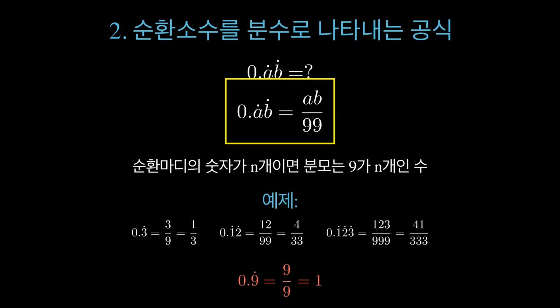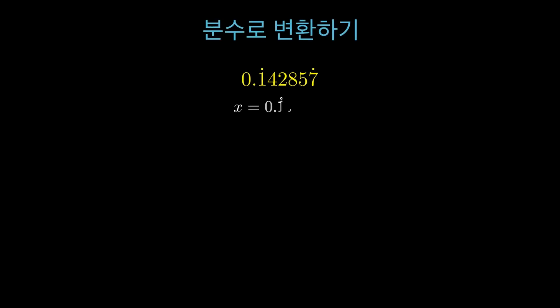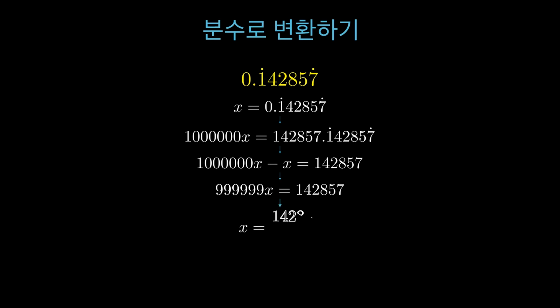In short, 0.9 recurring is just another name for the number 1. Let's practice with a slightly longer one, 0.142857 repeating. If you multiply it by a million and subtract, it takes a lot of work, right? Since the repeating block has 6 digits, you just put 6 nines in the denominator and 142,857 in the numerator. If you simplify it, it becomes 1/7.